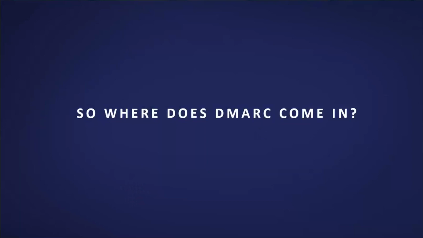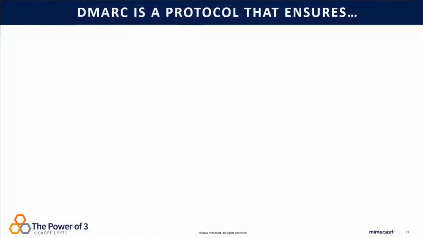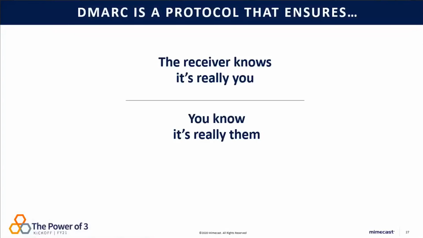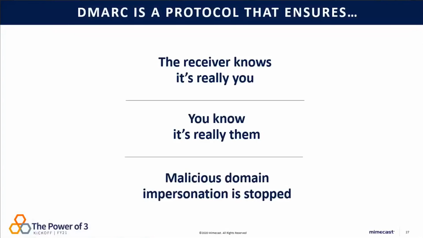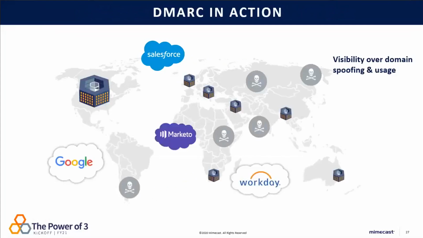So to understand this, you need to understand where DMARC comes from. Now, DMARC, if this is a new concept that's completely new to you, is a protocol that ensures that the receiver knows who you really are and that you know that it's really them. It's looking at how malicious domain impersonation is stopped. So let's actually break down what DMARC is.